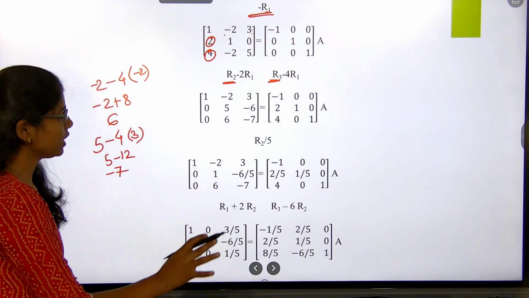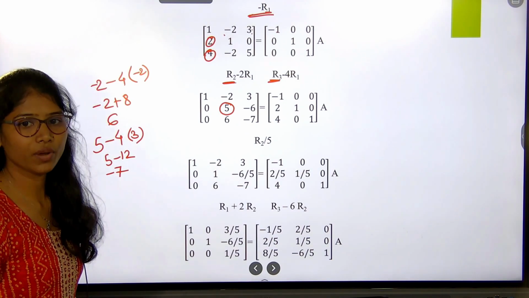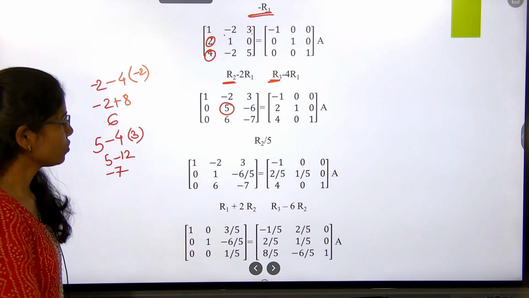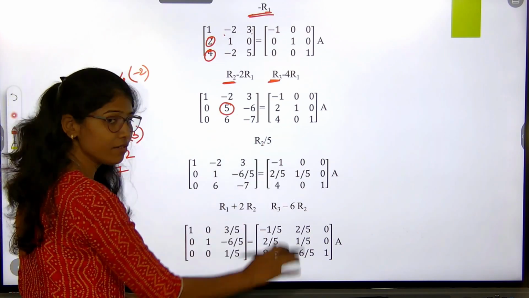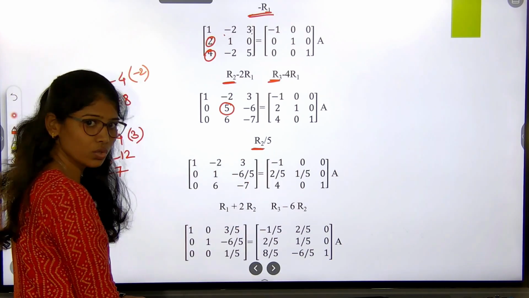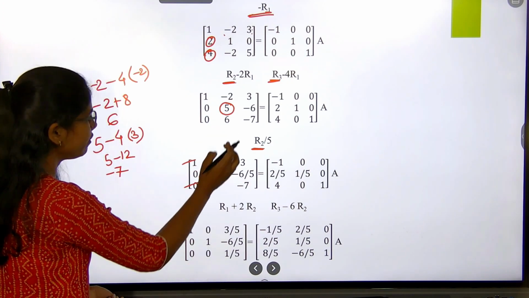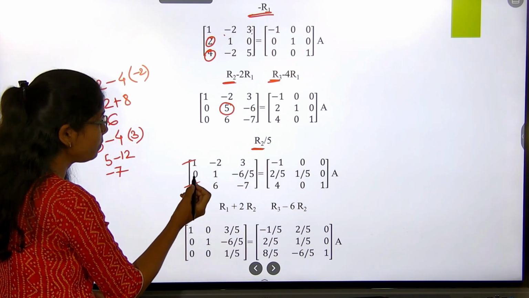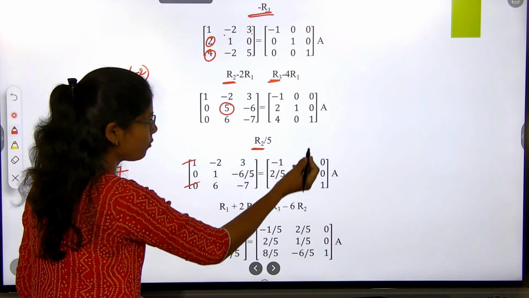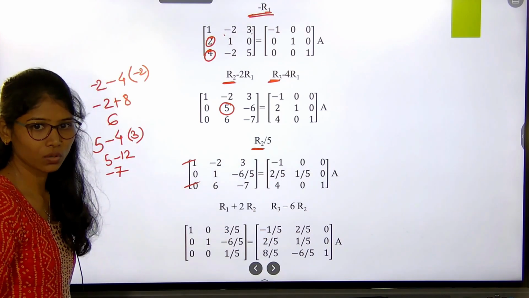After that we have to make this 5 as 1. For making 5 as 1 we have to divide the whole R2 row by 5. So here we are dividing R2 by 5. We are doing changes in R2. So write down R1 and R3 as it is. So we get here, dividing R2 by 5, 0, 1, minus 6 upon 5, 2 upon 5, 1 upon 5 and 0 upon 5 is 0, and write down A as it is, okay.